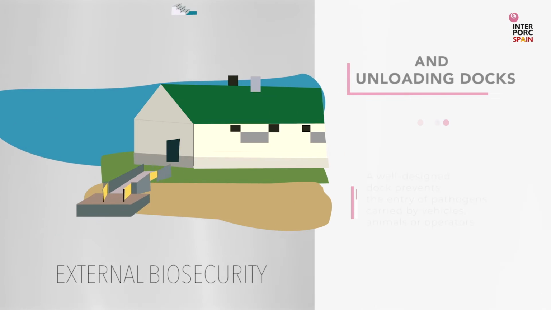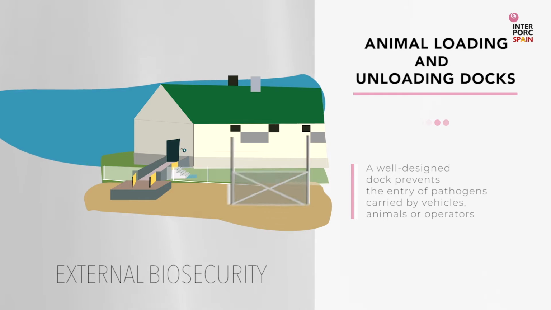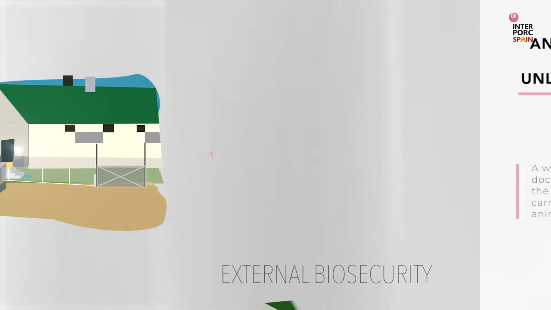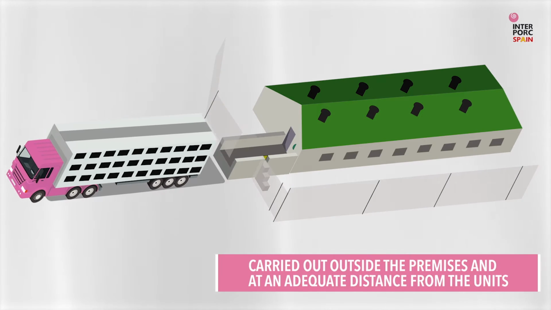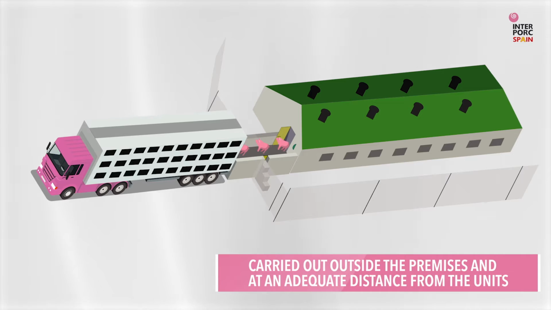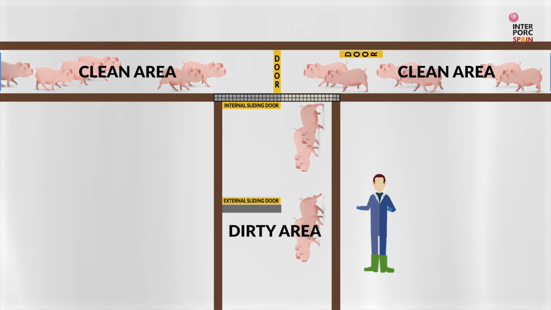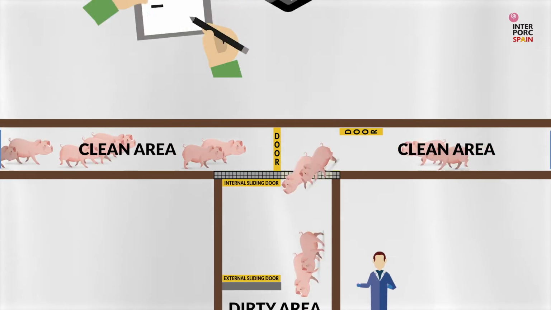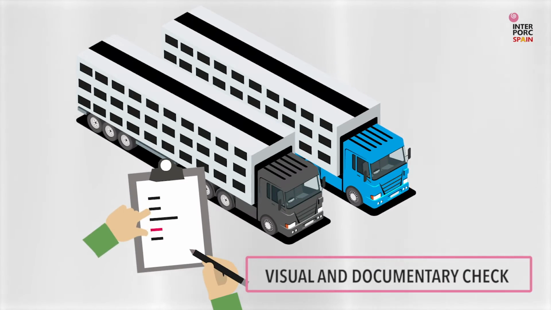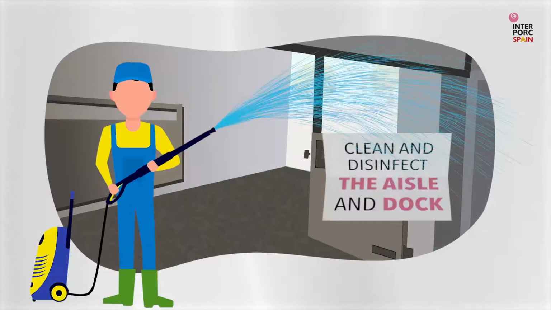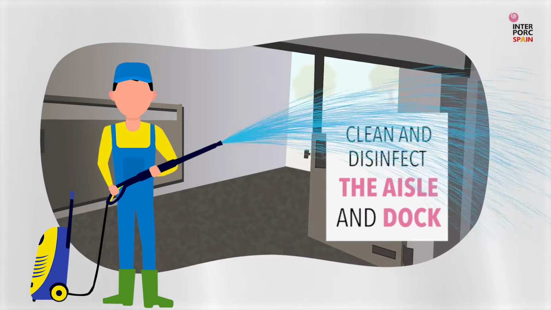Animal loading and unloading docks. To minimize the risk of contamination, it is important that loading and unloading operations are carried out outside the premises and at an adequate distance from the units. Define a physical barrier that separates the clean area from the dirty area. Check that the vehicle is clean and disinfected. And clean and disinfect the aisle and dock once the operation is completed.